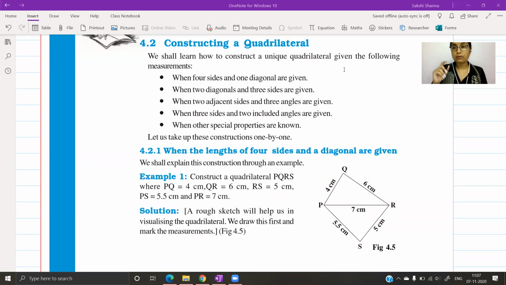So first type is when you are given 4 sides and 1 diagonal. You are given 4 sides of the quadrilateral and 1 diagonal. So based on that, what you have here, example number 1, construct a quadrilateral PQRS in which PQ, QR, RS and PS. These are the 4 sides and PR is given 7 centimeters.